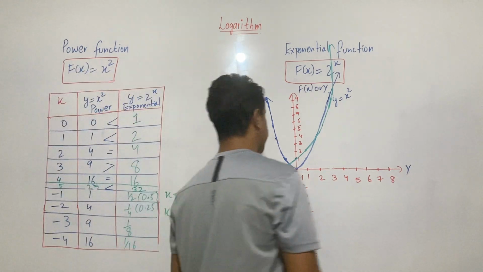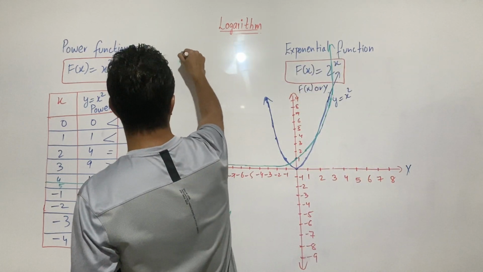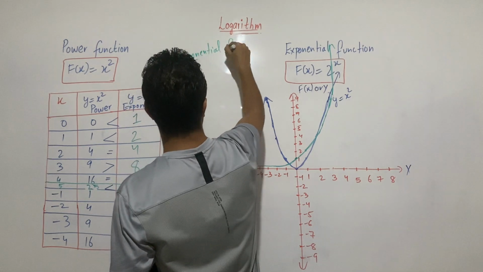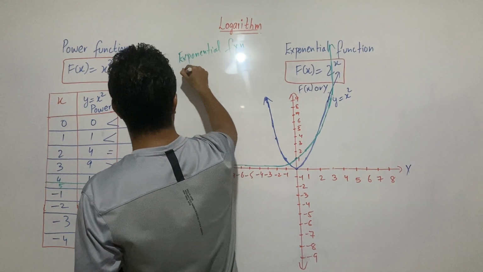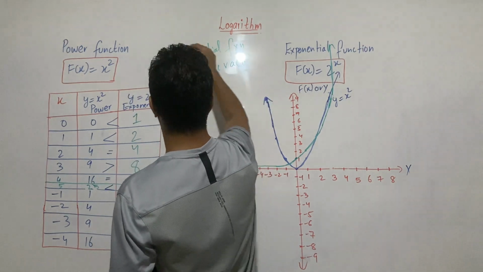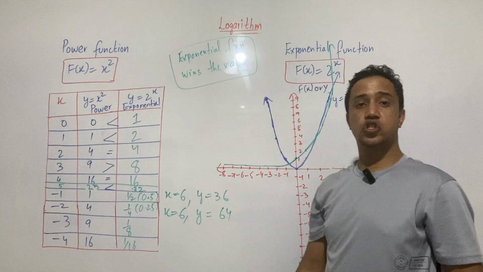So what does it mean? It means that the exponential function wins the race. So the exponential function is going to win this race.